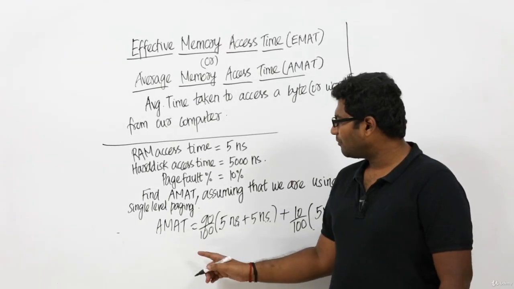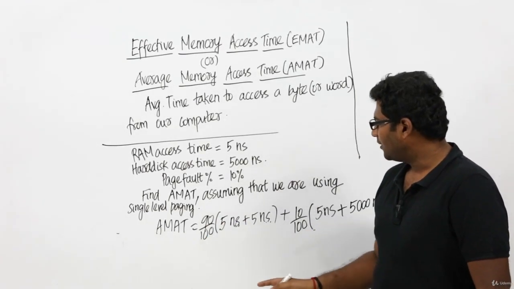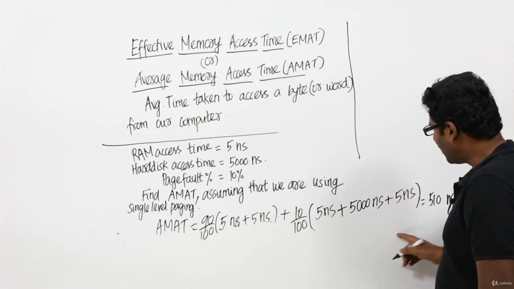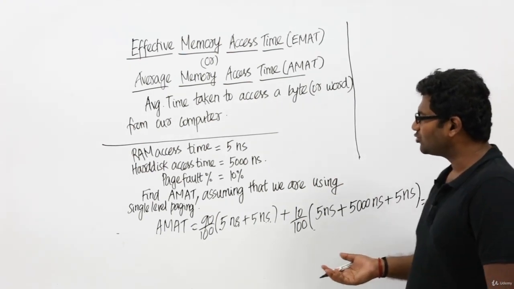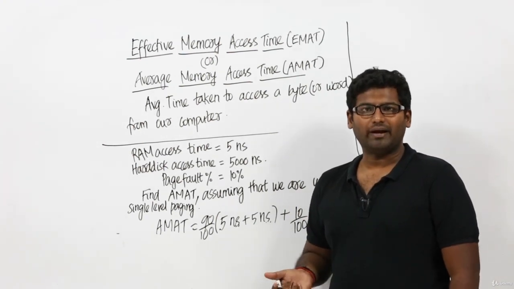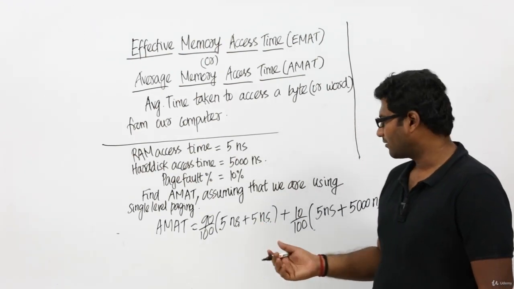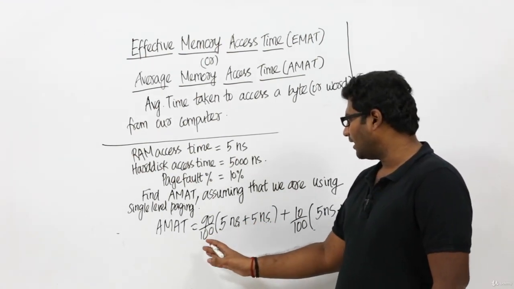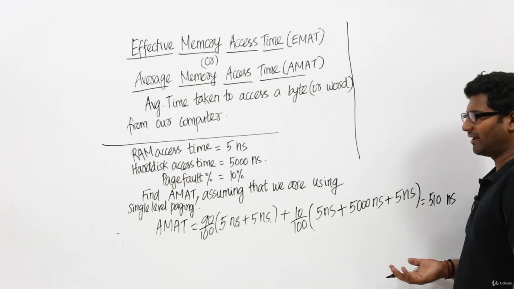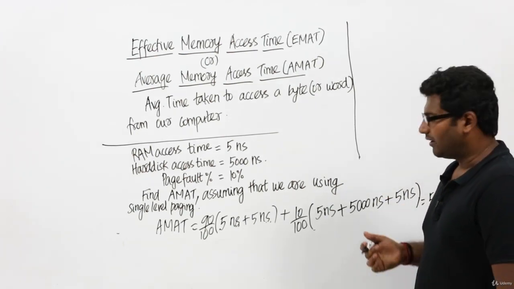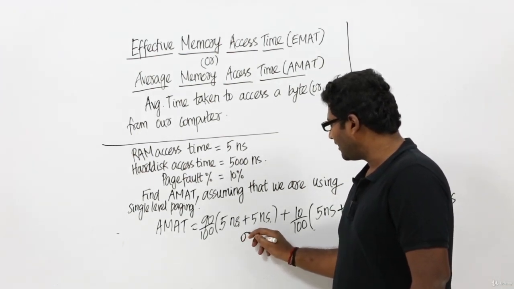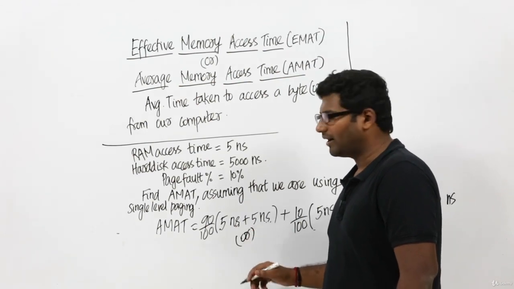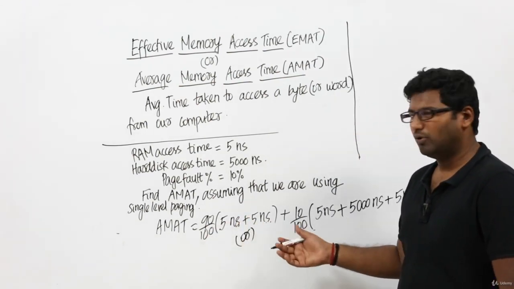We have already computed the average memory access time using this formula. Now the same problem can also be solved using a different formula. We will see how we can do that. Ultimately we are going to get the same answer, whichever method you follow. Now we are going to see the second method. You can follow any method you like, but it is good to understand both, and both are very logical.